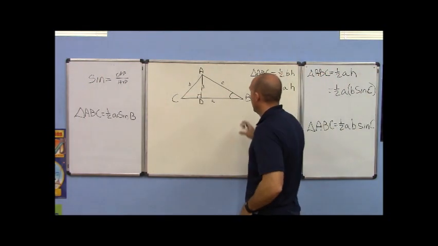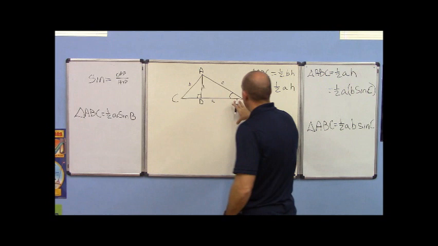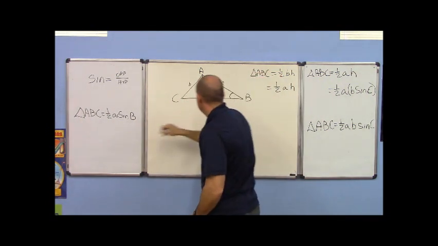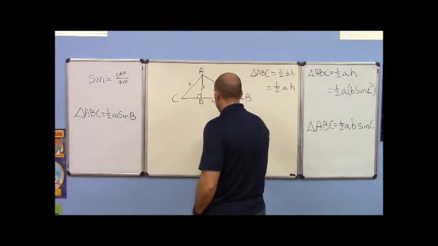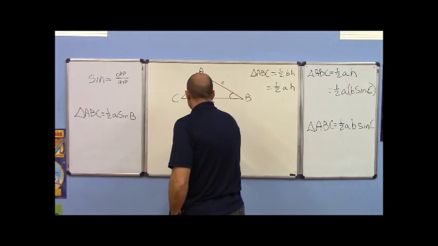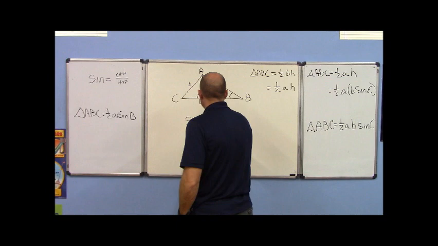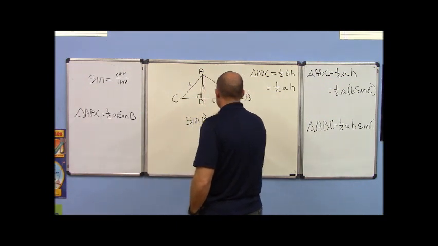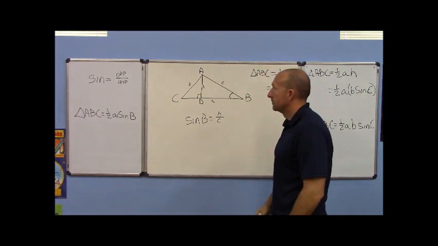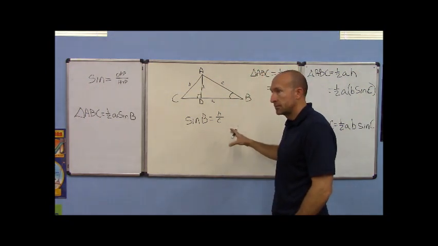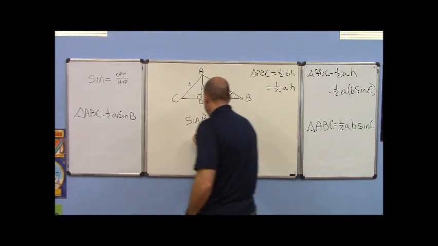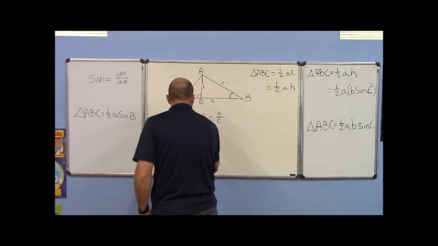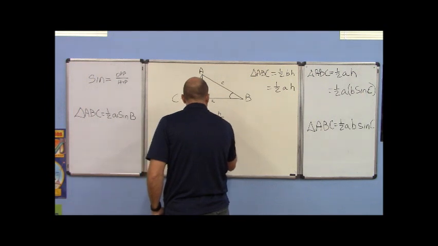So let's see what we have here. Since we're looking at sine of B, so sine again meaning opposite over hypotenuse, the sine of angle B equals H over C. You'll have that so far? Okay. So then again, to get H by itself, we're going to multiply both sides. So we have C times the sine of B equals H.